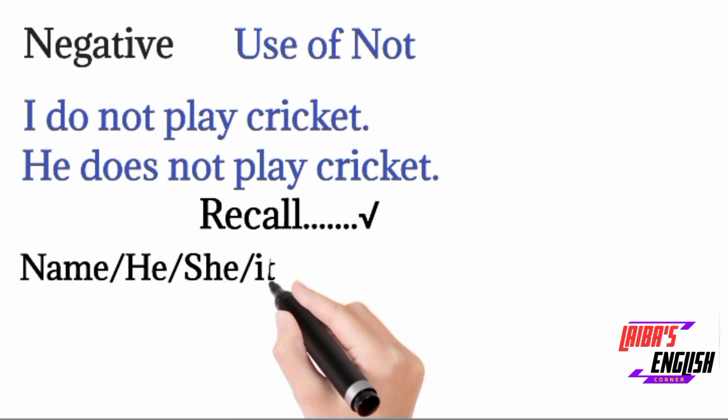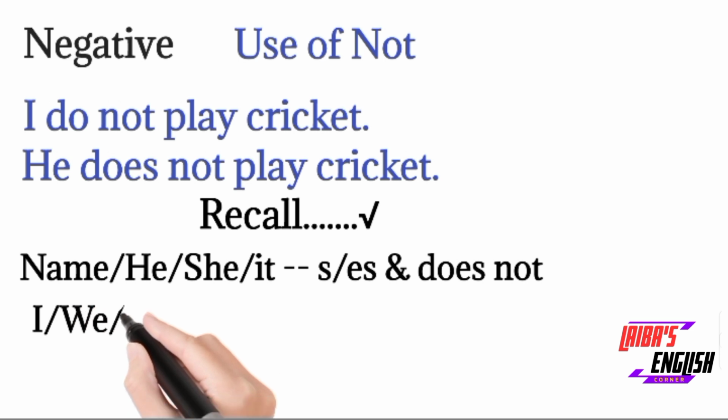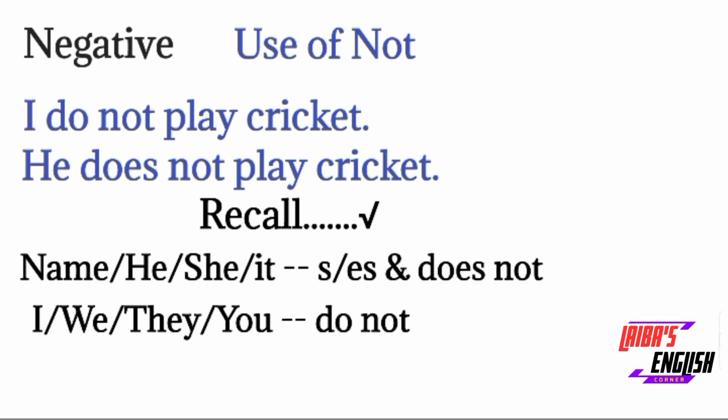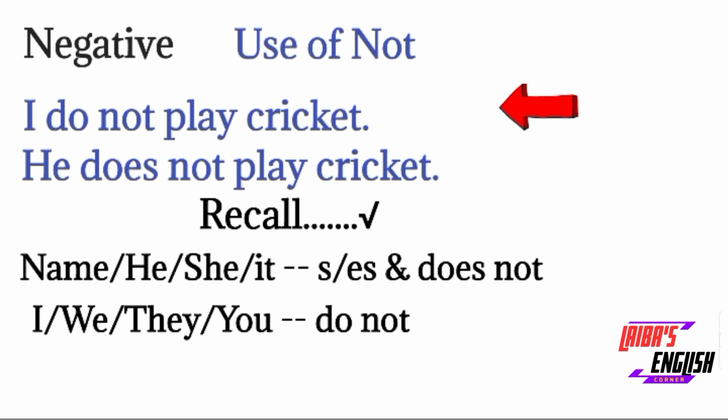Always remember that whenever we are using a simple present tense, we will have do and does as a helping verb. Now where we will use do and where does, let's look below. Whenever there will be a name, he, she, it, we will use does. And whenever there will be I, we, they, you, we will use do. So this is the basic concept of use of negative sentence, that we have to use not after the helping verb.